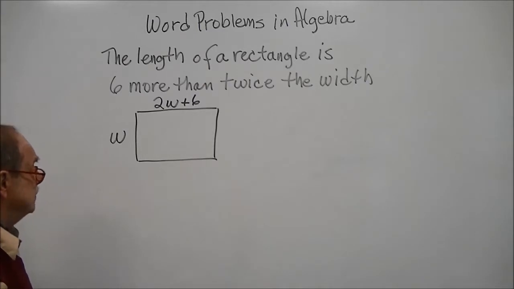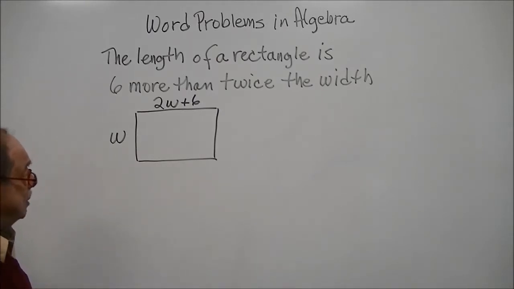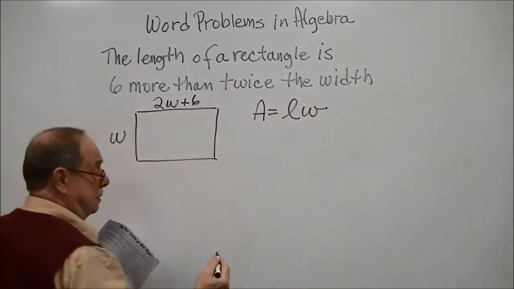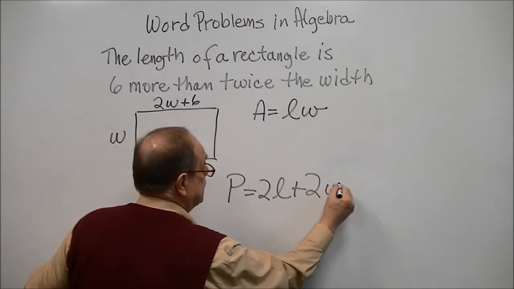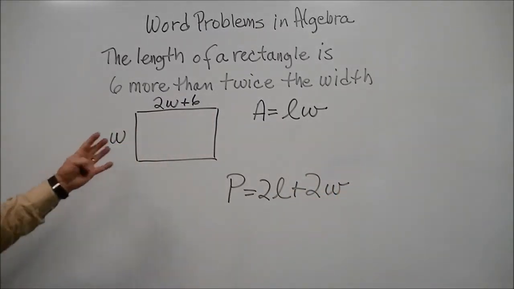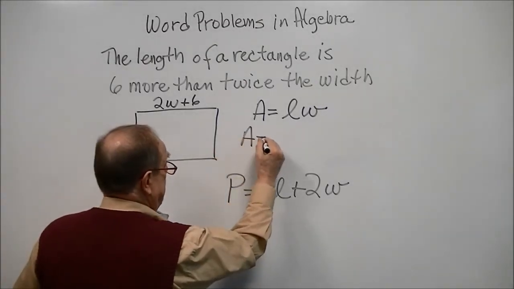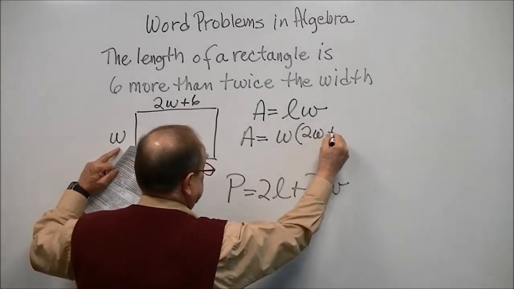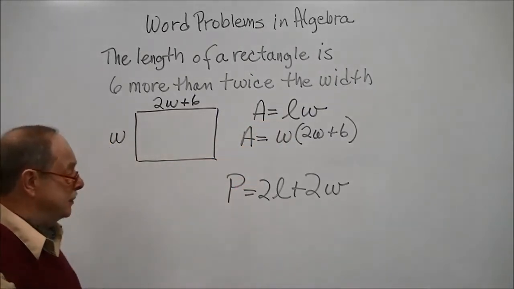Now, we don't have an equation here, but if they were to say this is a certain amount, we could make an equation. But if we were going to figure area, that would be one thing, or if we were going to figure perimeter, we'd have to handle the information differently. So for area, it would be W, which is width, times the length. That would be taking this information using an area formula.